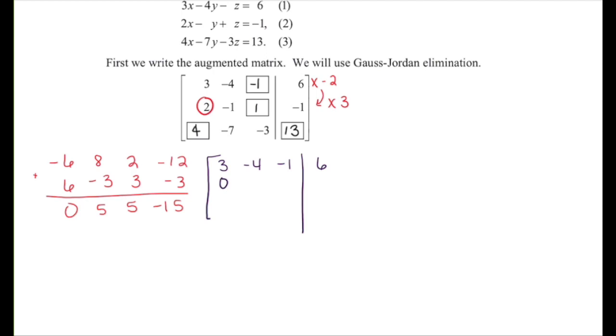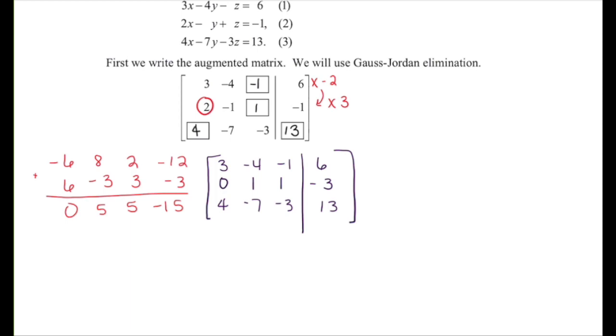My 0 is now where I need it, but notice that 5, 5, and -15 are all divisible by 5. So I'm going to do that right away. Dividing them by 5 gives me 1, 1, -3. And then my bottom row stays the same, 4, -7, -3, 13, since we haven't touched that yet.